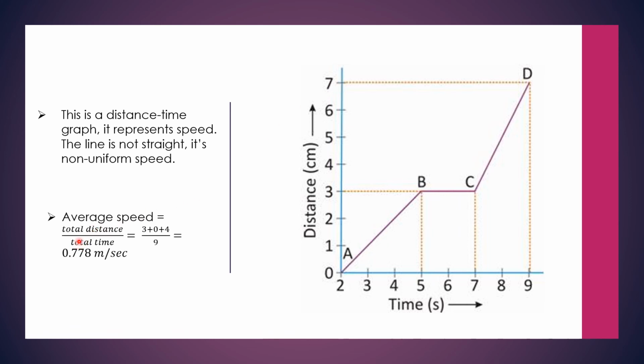So average speed is total distance, which is 3 meters during this phase plus 0. The body here is at rest from B to C. And from C to D, the object covered 4 meters. And the total time for the whole journey is 9 seconds. So 3 plus 0 plus 4 divided by the total time, which is 9 seconds, equals 0.778 meter per second.